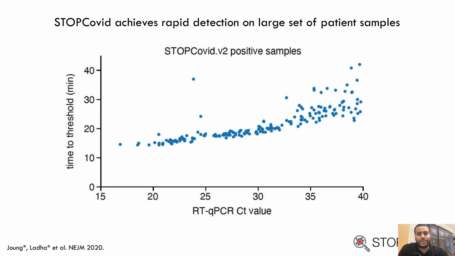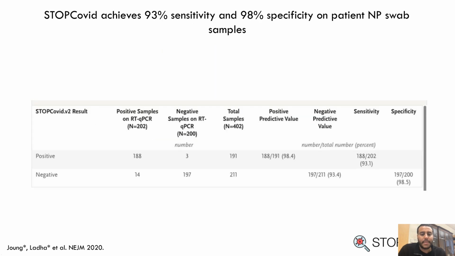We took this chemistry and profiled almost 400 patient samples and found that the test was actually quantitative, so our time to the threshold of detection was nicely correlated with the viral load as measured by qPCR. And it was even really sensitive down to high CT values, which are really low virus loads in the 35 to 40 range. This gave us a sensitivity of about 93% and a specificity of 98%, which we were pretty happy with for a simple point of care test.